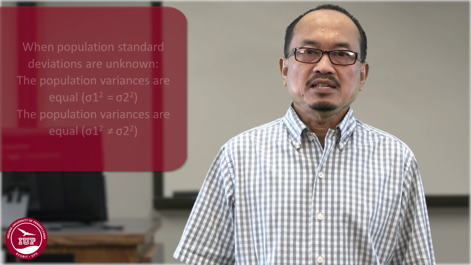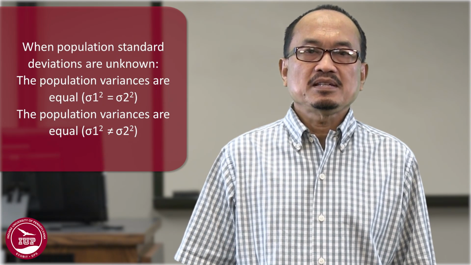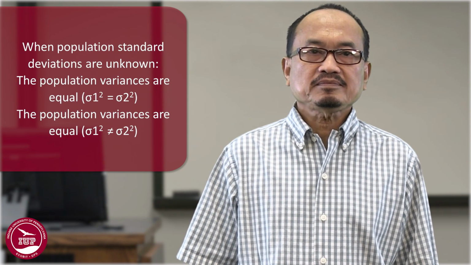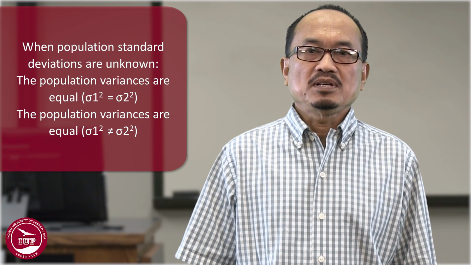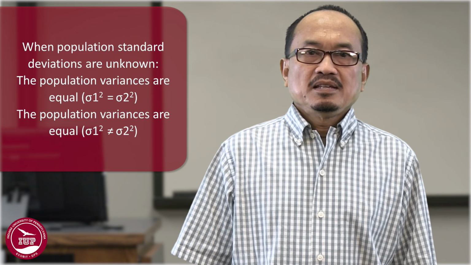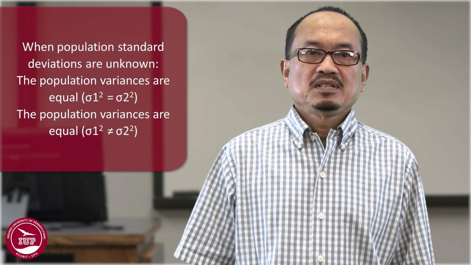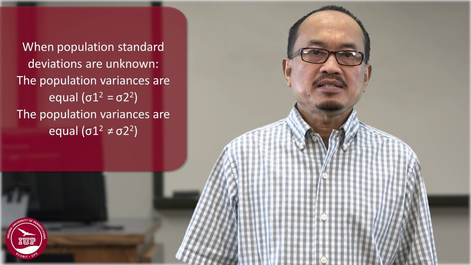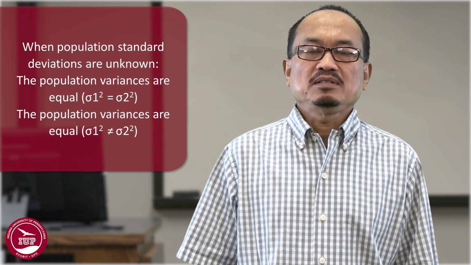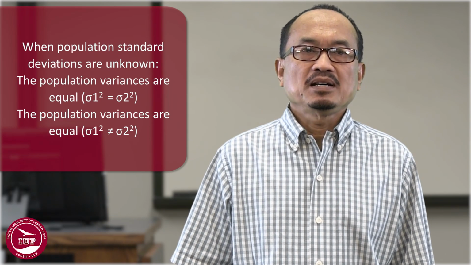We have two cases to consider when the population standard deviations are unknown. Case 1. The population variances are equal: sigma 1 squared equals sigma 2 squared. Case 2. The population variances are not equal: sigma 1 squared does not equal sigma 2 squared.